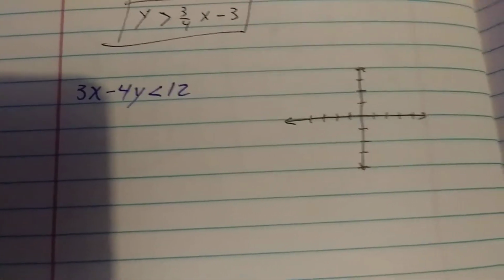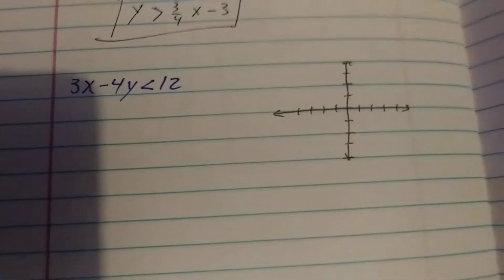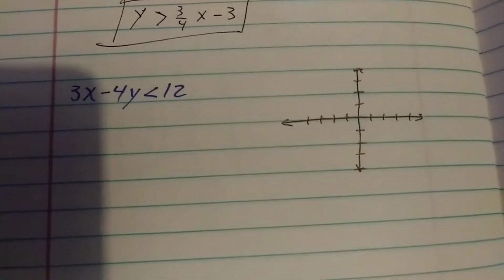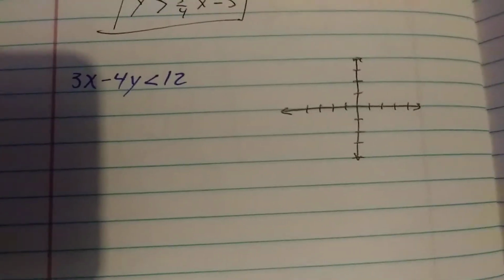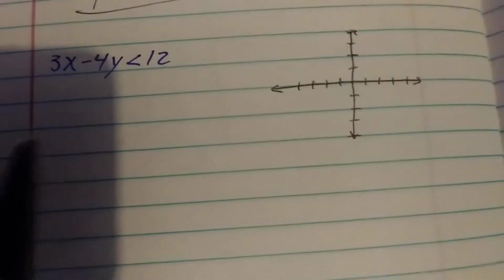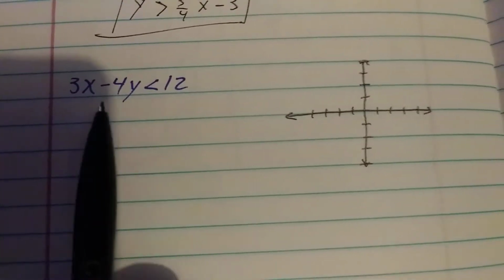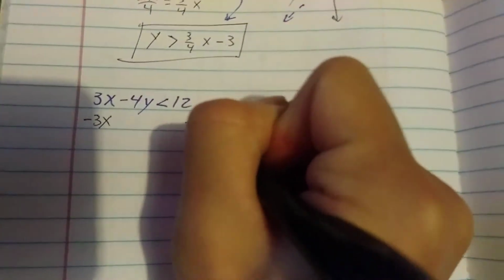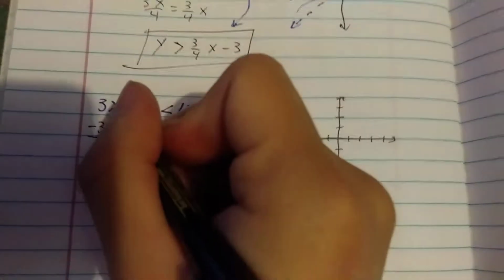Alright guys, so I'm gonna do an example on solving for and graphing linear inequalities. So again, like regular equations, the main objective here is to leave y by itself. So for 3x minus 4y less than 12, I'm going to try to leave y by itself. To do that, I'm gonna start by subtracting 3x from both sides. So minus 3x, minus 3x. And from this, the 3x and the negative 3x go away. I'm left with negative 4y is less than 12 minus 3x.